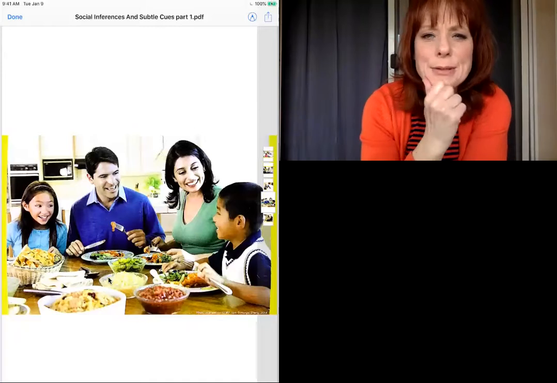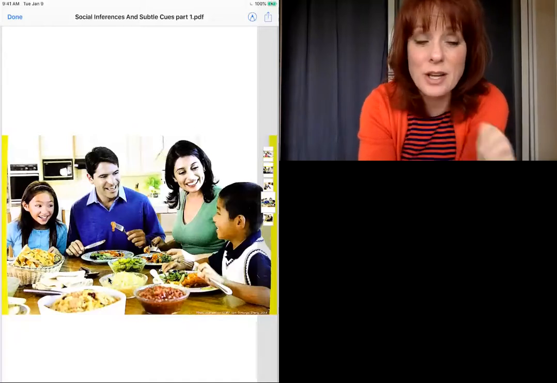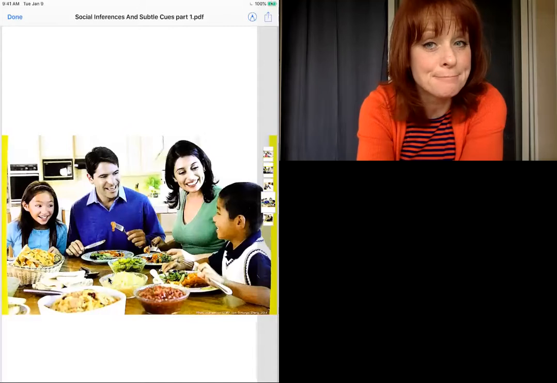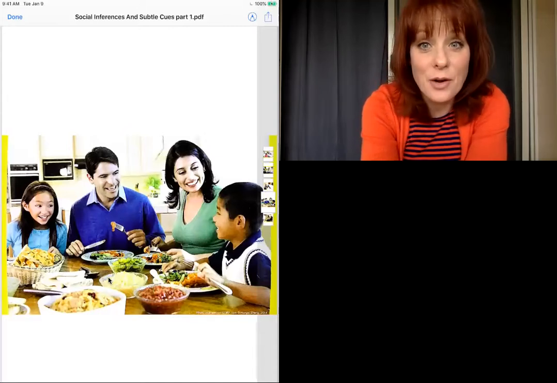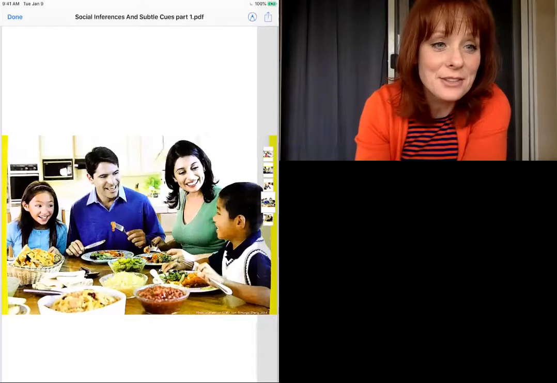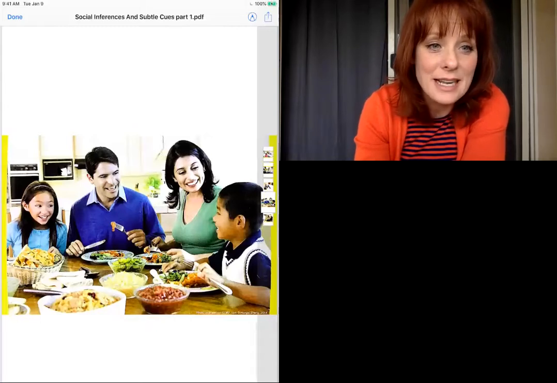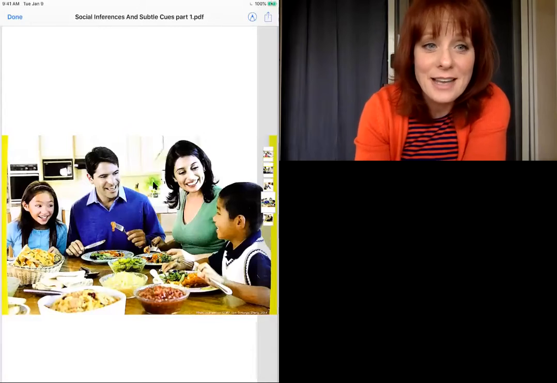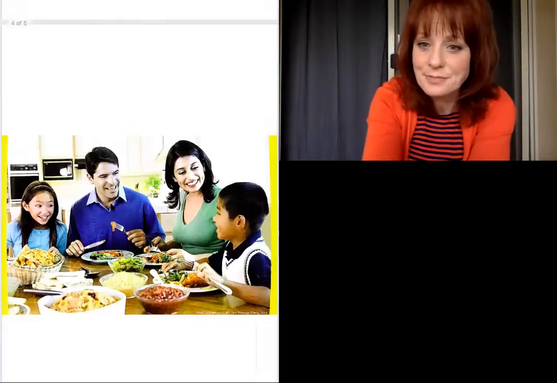Where are these people? Are they at a restaurant or are they at home? How do you know that? If you guessed that they were at home, you'd be right. The subtle cues we have here is we can see the appliances behind them. We can see a plant. So chances are they're at home in their kitchen enjoying a meal together.